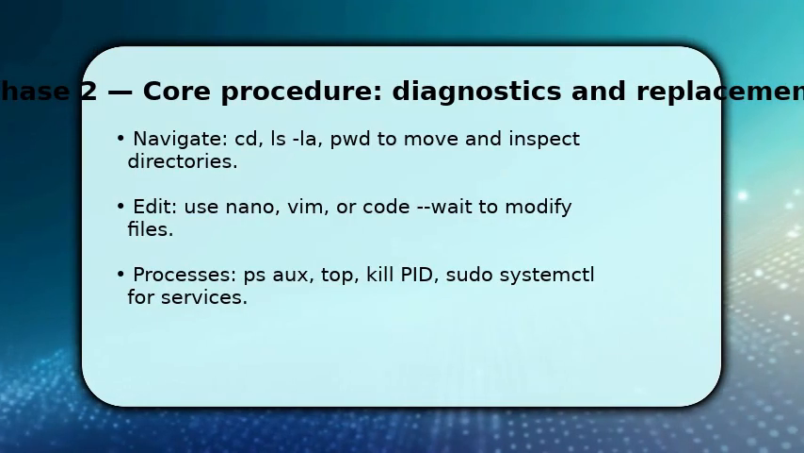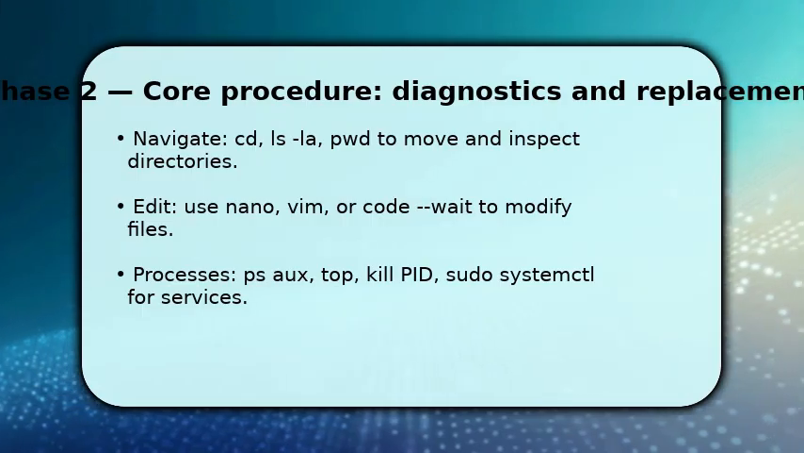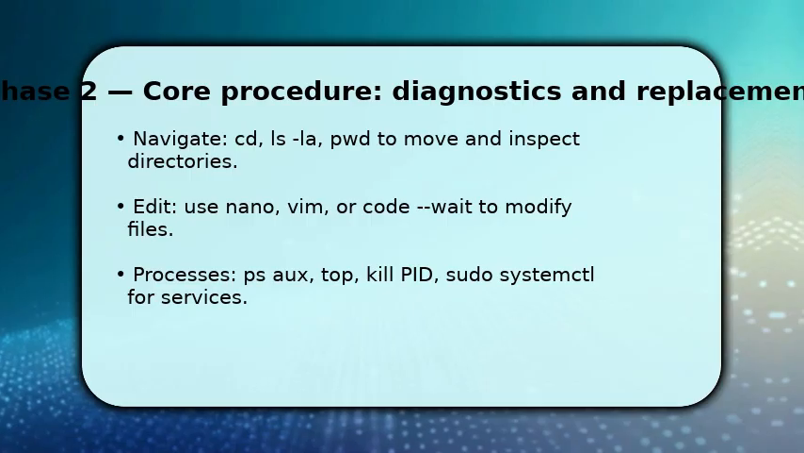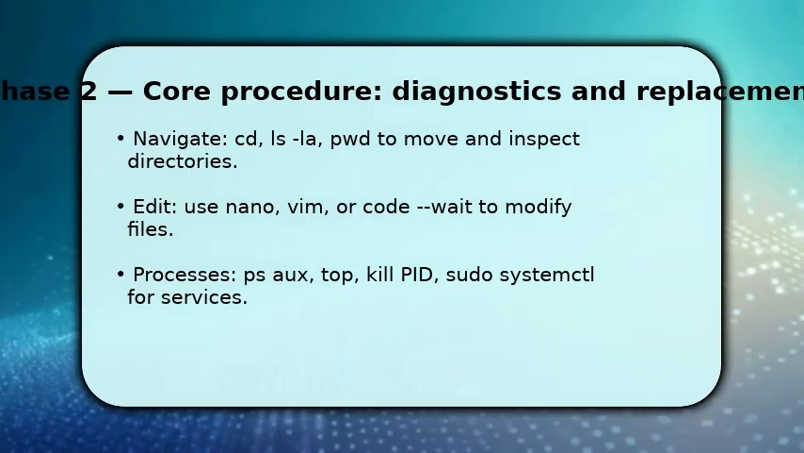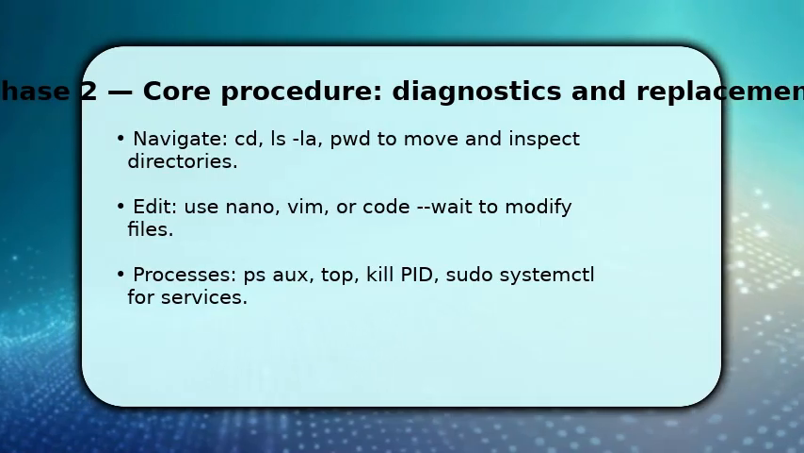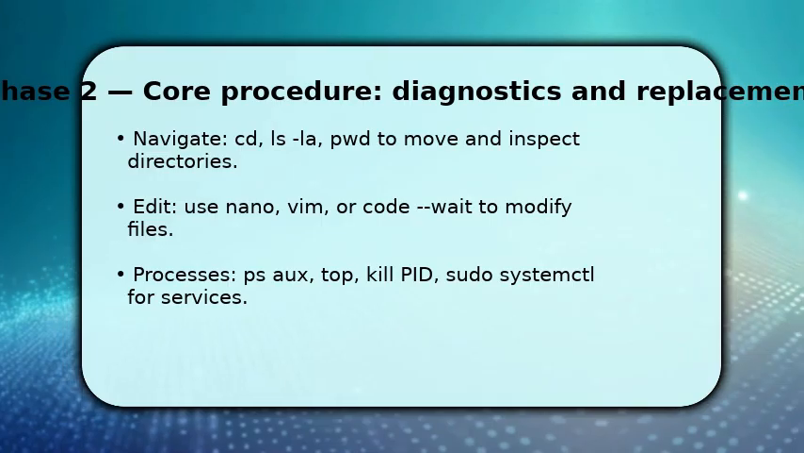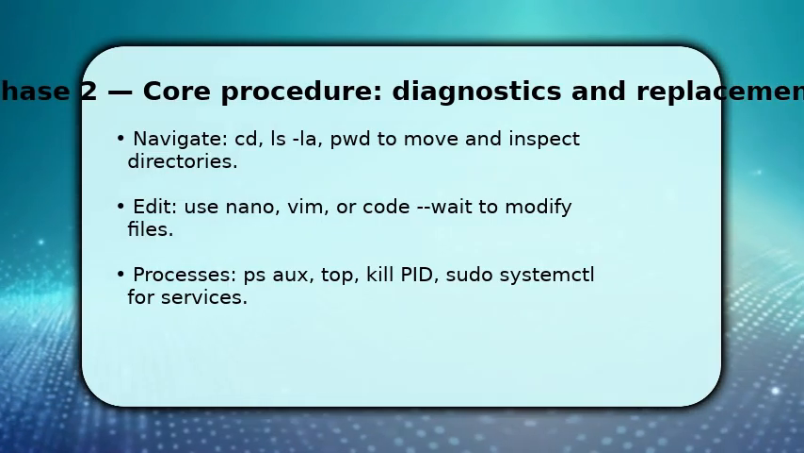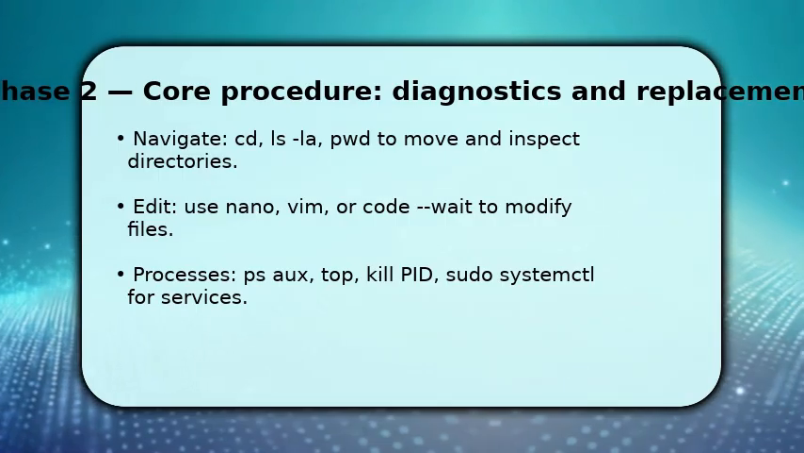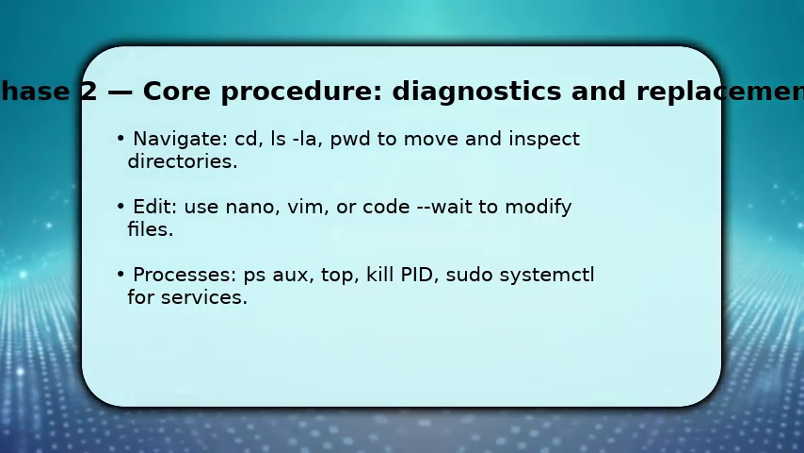You now perform common tasks. Navigate with cd and list hidden files using ls -la so you know where configs live. Edit configs with nano for speed or vim when you need power. Use code --wait if you prefer a GUI editor. For running programs, check ps aux and top to find PIDs, then kill PID for misbehaving jobs, or use sudo systemctl to manage services safely. Make sure to use sudo only when necessary, because it changes system state.